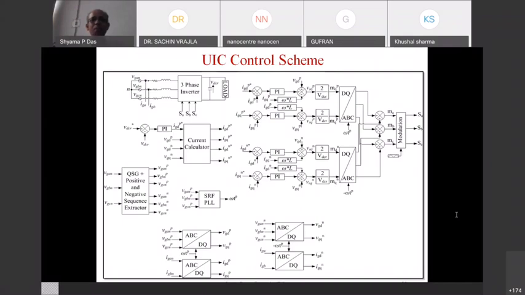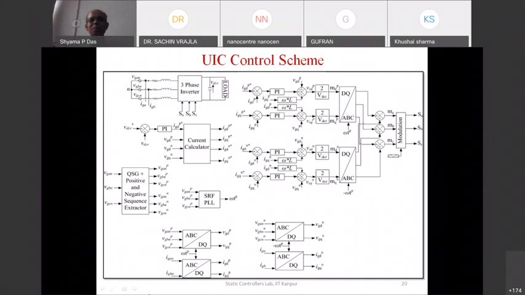So we have 4 controllers: 2 current controllers for the positive sequence component, which is IGDP and IGQP, and 2 current controllers for the negative sequence component, that is IGDN and IGQN, and we have simple PI controllers here. And then when we use synchronous transformation, we have a back EMF that has an omega term, so we add it, and then we get the corresponding voltages.